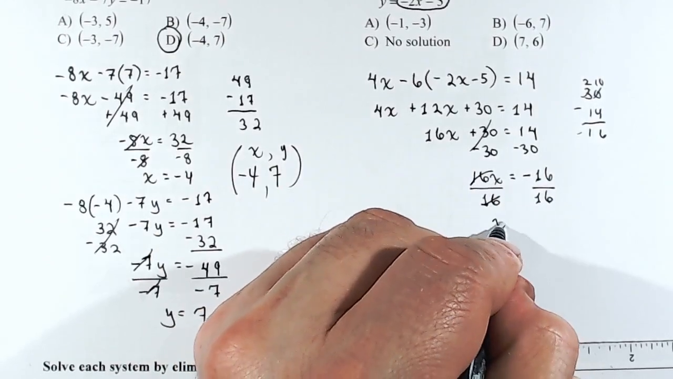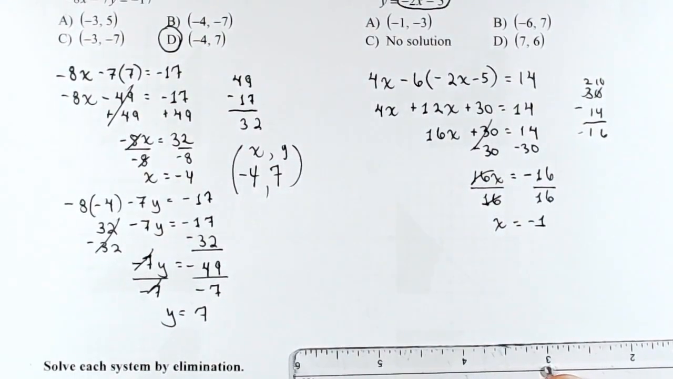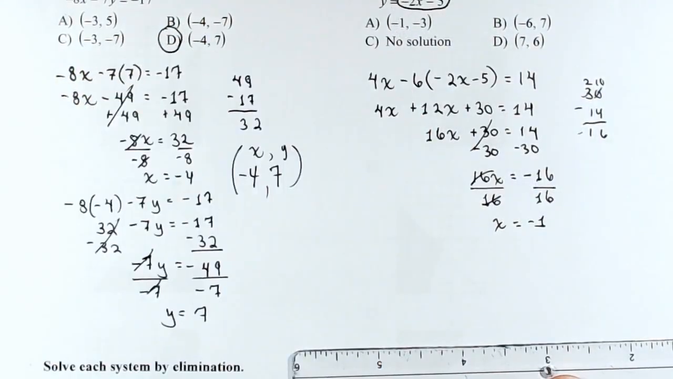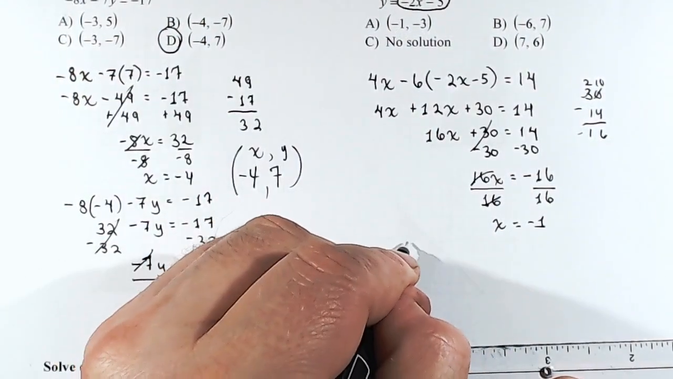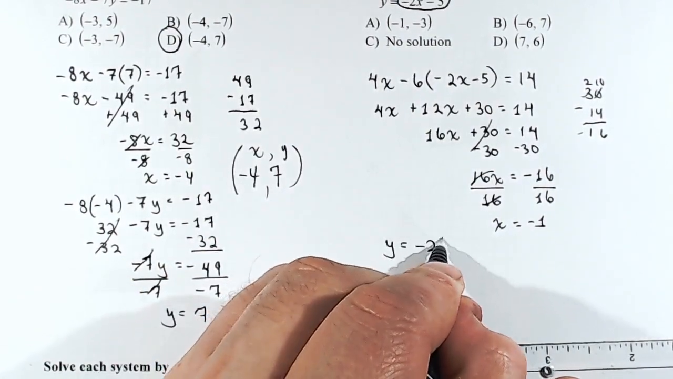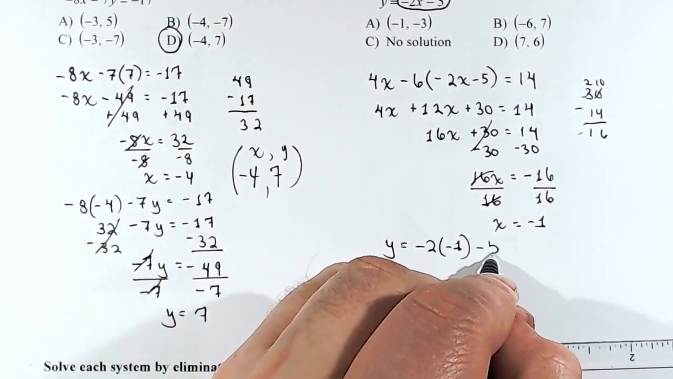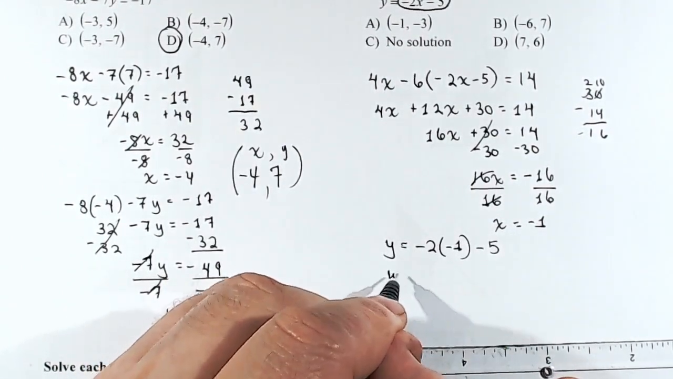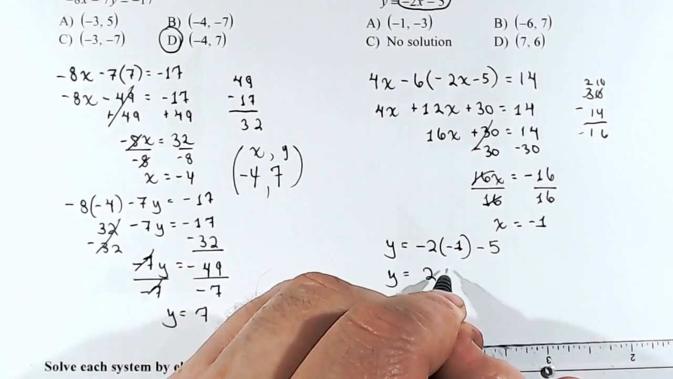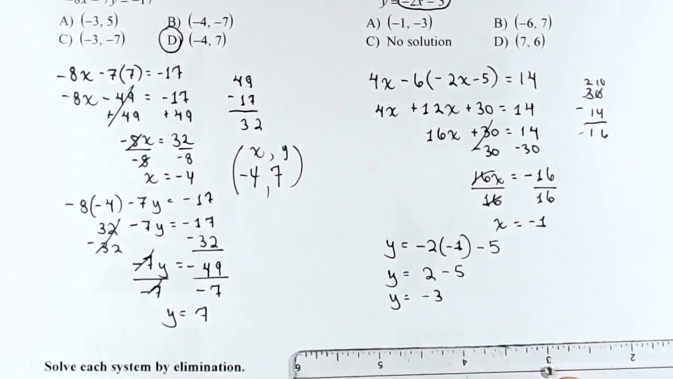All right, so now I have x is equal to negative 1. So if x is equal to negative 1, I can find out what y is equal to by substituting into my second equation. y is equal to negative 2 times negative 1 minus 5. So y is equal to 2 minus 5. So y is equal to negative 3.